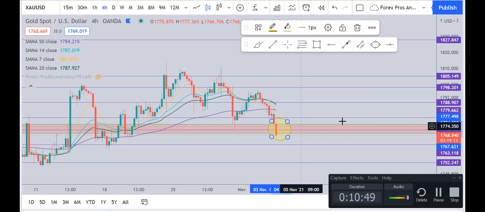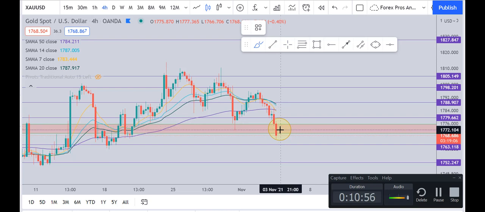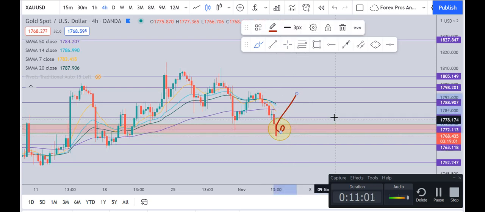So I'll be waiting for the confirmations and I'll post a signal in my free Telegram channel. The link is in the description. We'll be waiting for the market to show some trend reversal pattern, and afterwards we'll buy the gold up to 1788 and make some good money.